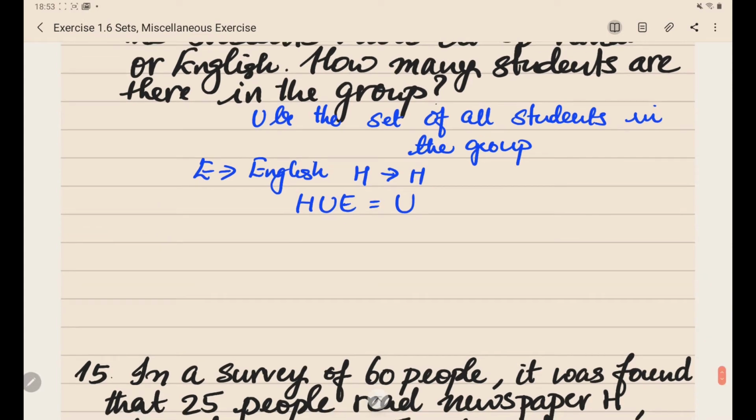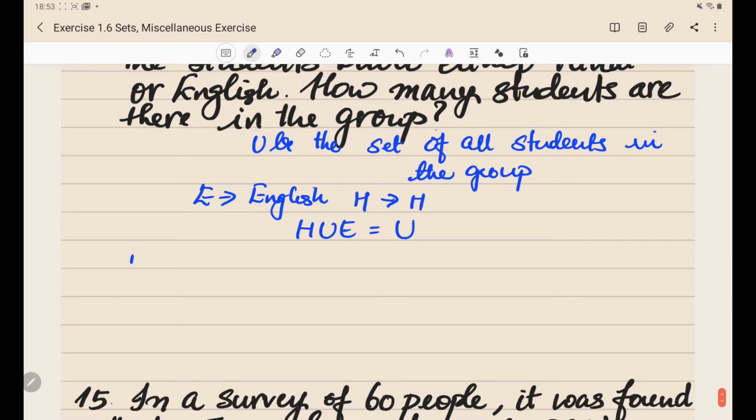And what is n of H in the question here? N of H is given as 100. Again, n of E is given as 50, that is the number of students who know English. Again, we need to find how many students are there in the group. We know the number of students who know Hindi is 100 and English is 50. Now we have to find H union E from it, right?